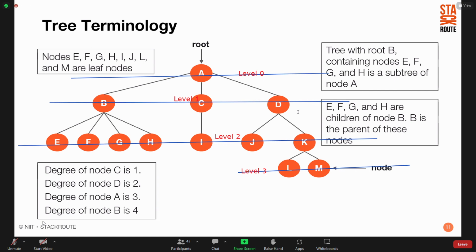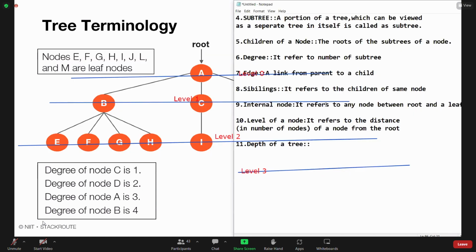All right. Moving on to the last term, which is depth of a tree. This is for the whole tree. It refers to the total number of levels in a tree. Total number of levels is equal to depth. We can come to a conclusion.